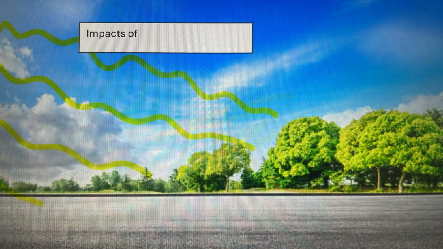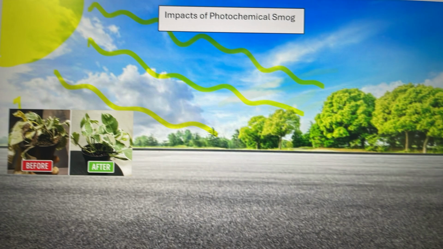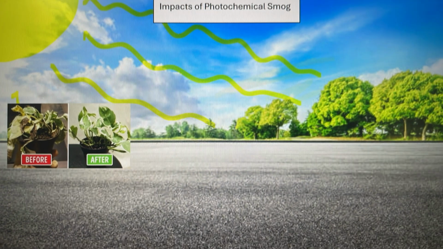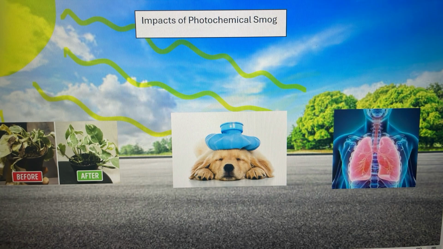Impacts of photochemical smog on the environment and economy are that photosynthesis will be reduced by reducing sunlight. It also irritates animal respiratory tracts. It irritates human respiratory systems, worsening asthma and bronchitis, and also irritating eyes.